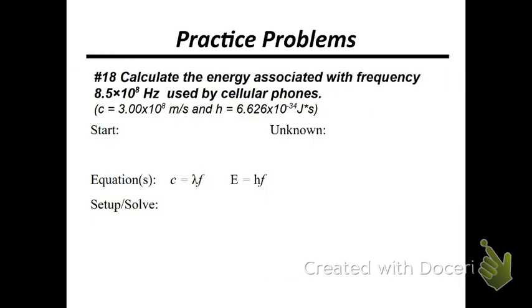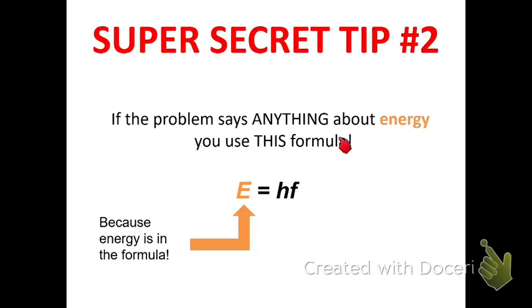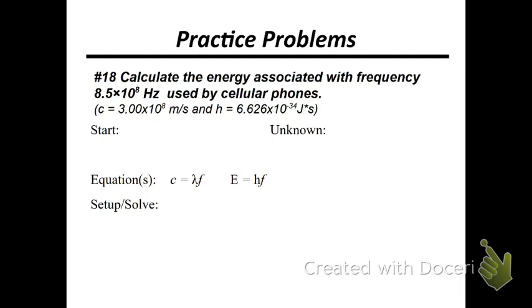Number 18, calculate the energy associated with frequency 8.5 times 10 to the 8th hertz used by cell phones. So just as another aside here, if there is a problem that says anything about energy, then we know that we're going to be using the energy formula because the wavelength formula doesn't have energy in it. This is the only one that does. So let's go ahead and plug in what we know.